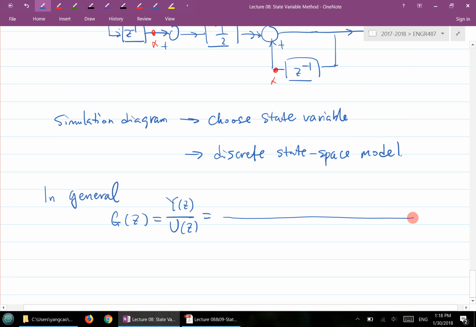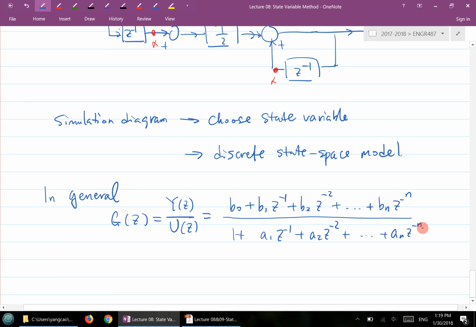General basically means you have a numerator and you have a denominator. My writing for the general is this, but I do need to warn you that a different textbook or different lecture notes may have a different representation. So here's a general format: numerator divided by denominator, and everything is in the z to the power of a negative power format.